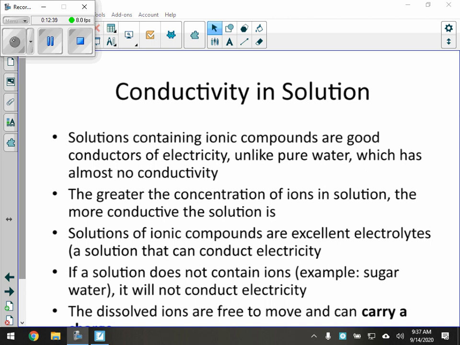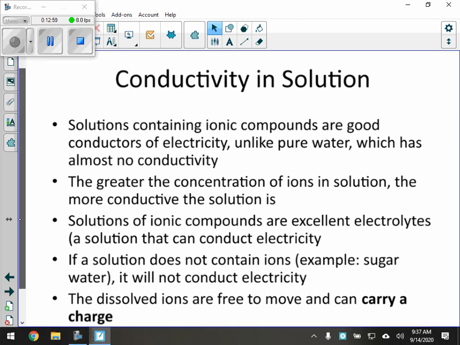degree. The greater the concentration of ions in the solution, the more conductive it is, so the more you put in. If you just take one little grain of salt and dump it into water, you'll get a little bit of conductivity, but if you take the whole bottle and dump it in, we should get a lot of conductivity because we're going to have a lot more ions, of course.